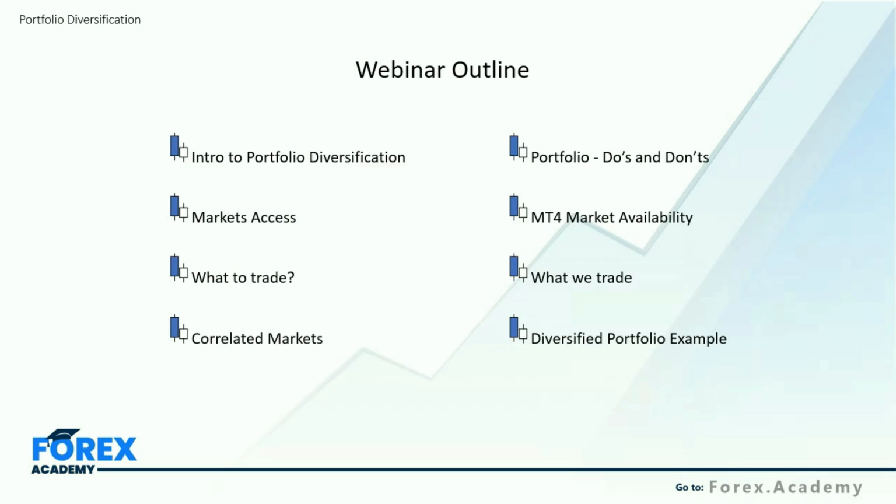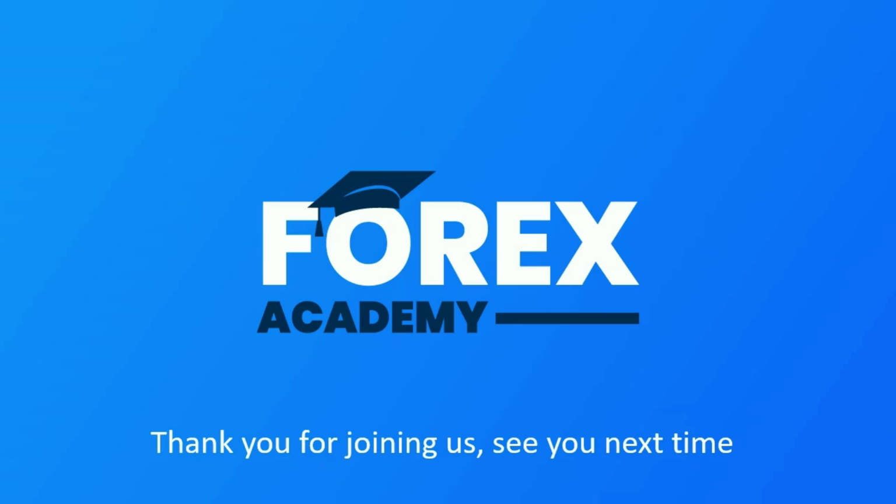Okay, so just to review the webinar outline, we had an introduction to portfolio diversification. We looked at market access, to discuss briefly what to trade and some of the things to consider, correlated markets, do's and don'ts. We had a look at MetaTrader 4 market availability, what we personally look to trade, and provided you with a diversified portfolio example. So that just about concludes this particular course.